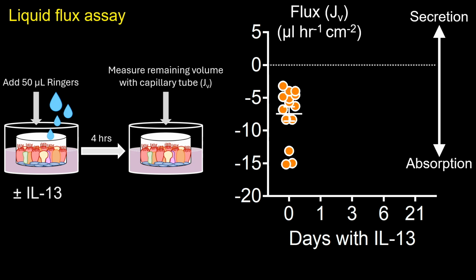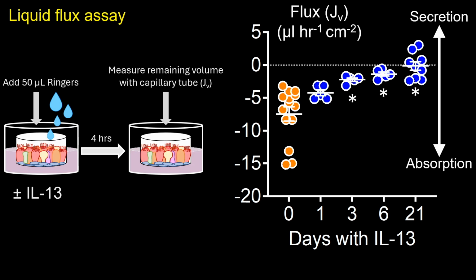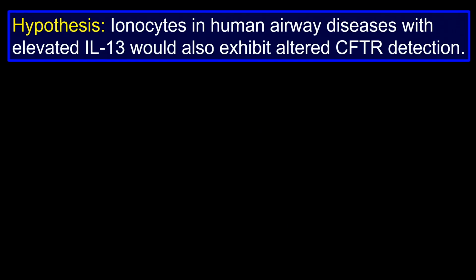If you look at control conditions, you can see that all of the cultures have an absorptive phenotype, which is, we know, what happens under control conditions. But with increasing exposure to IL-13, the airway epithelial cells become less absorptive. And out at 21 days, you can actually see several of the filters actually had a secretory phenotype, meaning that we actually collected more fluid or more liquid from the airway surface than what we actually put on.